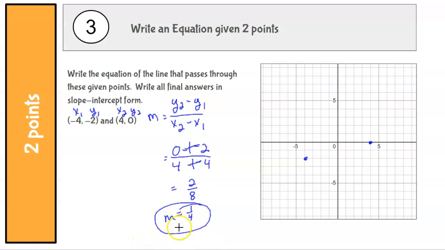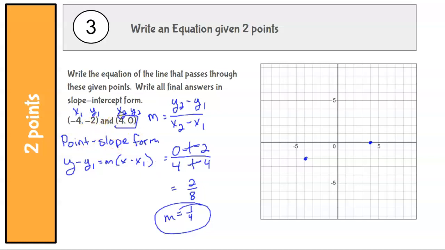Now I have the steepness of the line and I have 2 points. You can use either one of those, and we're going to use point-slope form. So point-slope form is y minus y1 equals m times x minus x1. You can use either point here.